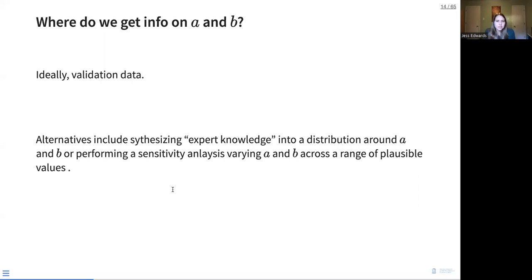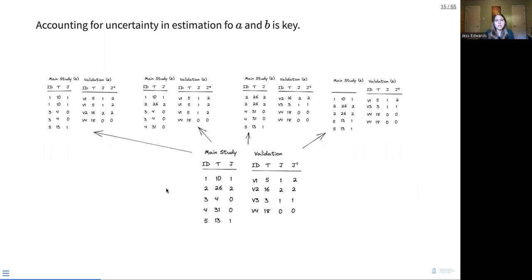However, if validation data are not available, there are alternatives to this, including synthesizing expert knowledge, which I'm putting in quotes, into a distribution around A and B, or performing sensitivity analysis where you vary A and B across a range of plausible values. And any of these will provide you an answer that is only as good as your estimates of A.